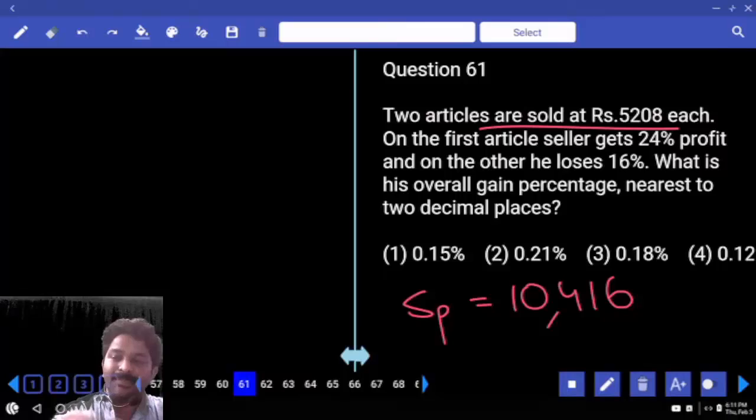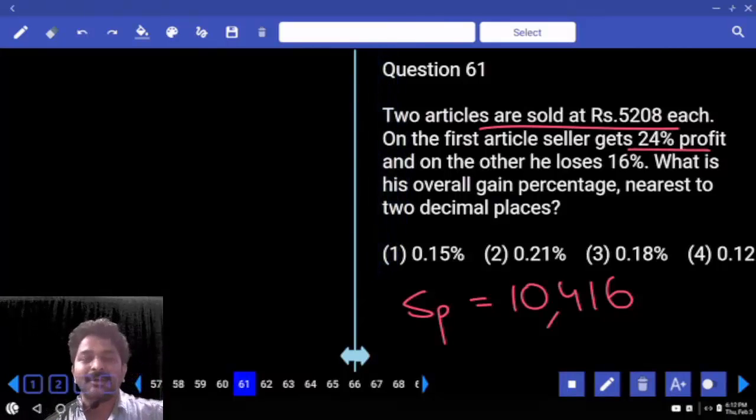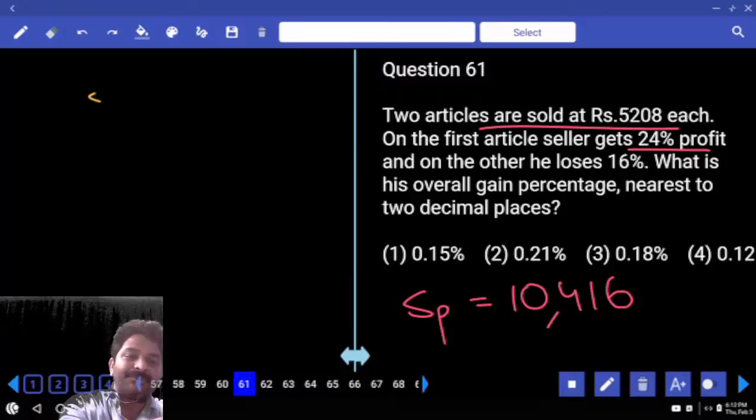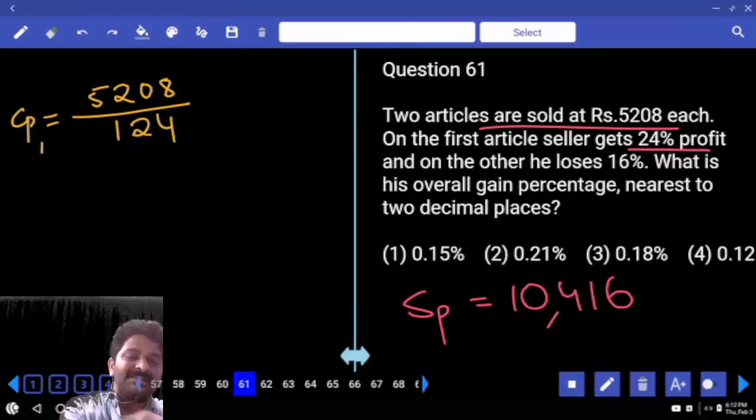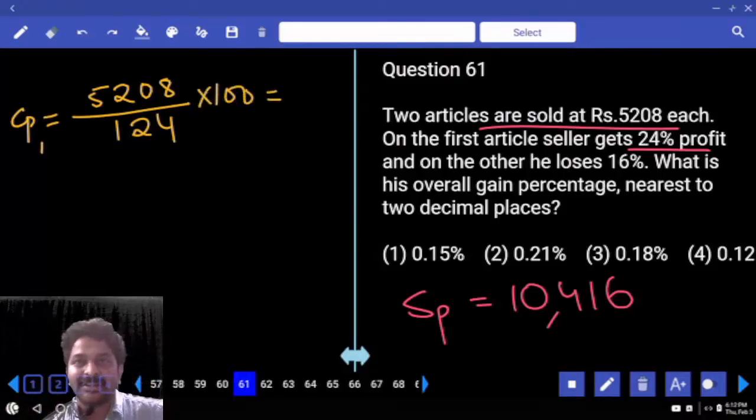For the first item, by selling it for 5208, what is made? Profit. How much percent? 24. Then selling price is 124% only. So 5208 is equal to 124%. 1% is divided by 124. Cost price of the item is always equal to 100%, so into 100. If you calculate this, you will get the cost price of the first item.